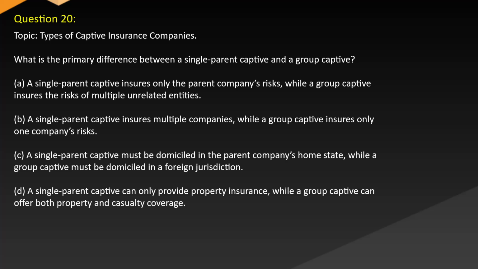A. A single parent captive insures only the parent company's risks, while a group captive insures the risks of multiple unrelated entities. B. A single parent captive insures multiple companies, while a group captive insures only one company's risks. C. A single parent captive must be domiciled in the parent company's home state, while a group captive must be domiciled in a foreign jurisdiction. D. A single parent captive can only provide property insurance, while a group captive can offer both property and casualty coverage.